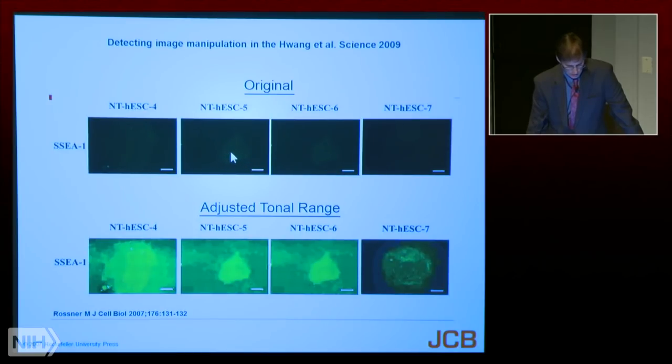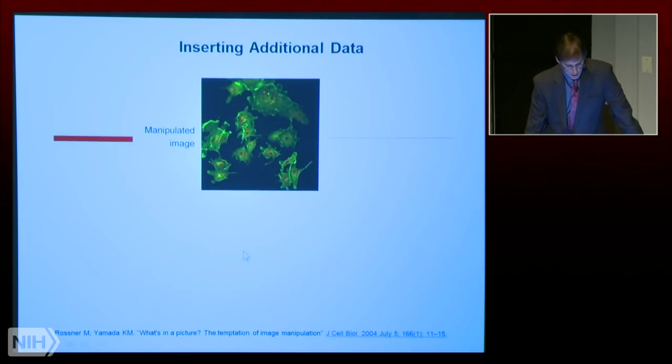These are two cell lines, and this is a negative. But you can see here, when you adjust the tonal range, that these two figures are identical. Indeed, this was just manipulation of the data and fabrication, because this was not a separate cell line from this. So this is another interesting case.